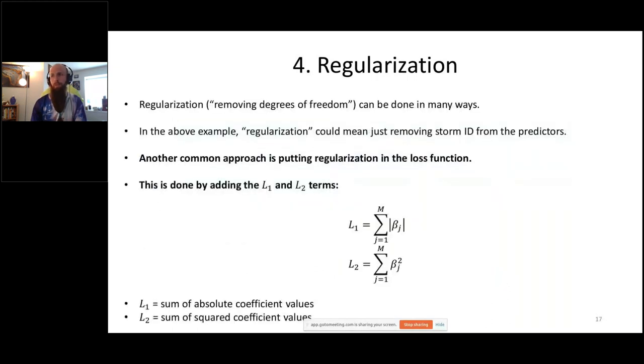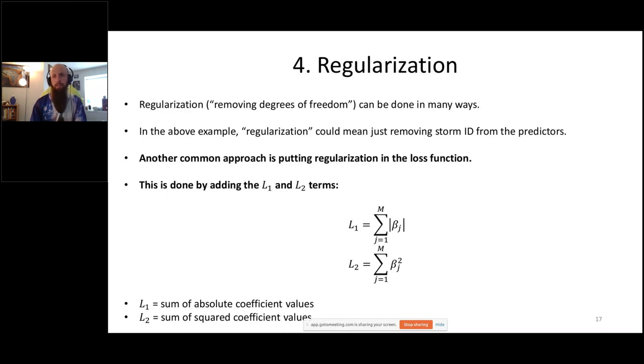So you can think of regularization as removing degrees of freedom. That's another definition for that term, and it can be done in many different ways. So regularization doesn't always have to be a fancy machine learning method. In the example I just showed you, regularization could just mean removing storm ID from the predictors, so using three predictor variables instead of four.